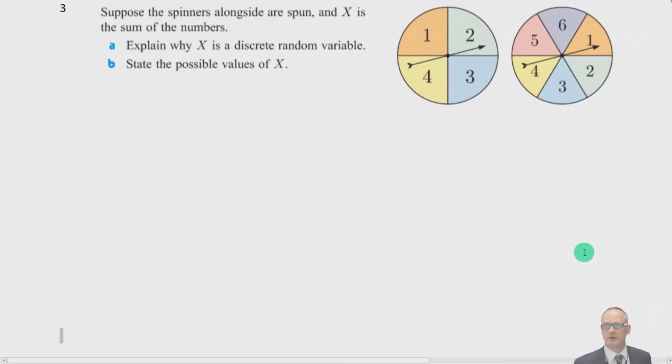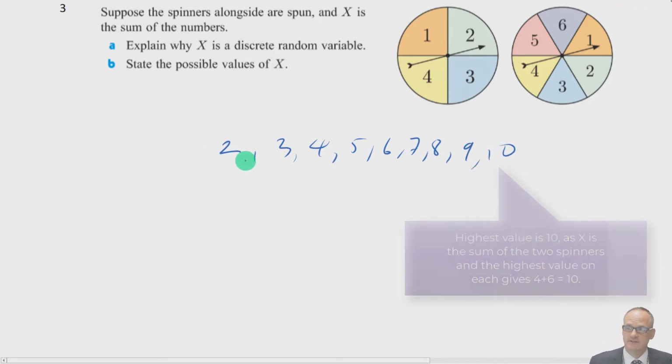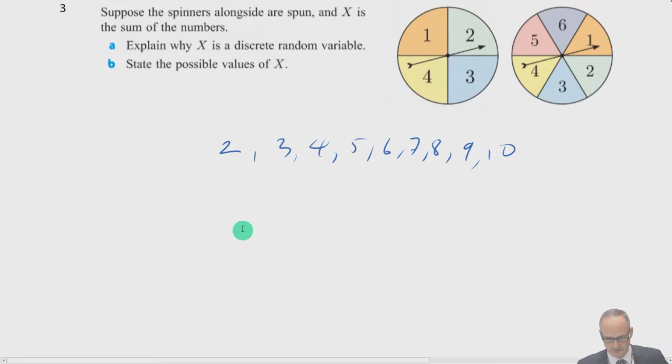Last thing to consider before I set you some questions. We're going to suppose the spinners are spun, and X is the sum of the numbers. So we're going to sum the numbers on this spinner and this spinner. The lowest sum could be 2 and the highest sum could be 10, and we can take any whole value in between those for our sum. So clearly we only have these 9 discrete values. It's a discrete random variable because it can only take on these 9 values and no value in between. And I have now stated the possible values of X. These are all the different values that X can take on.